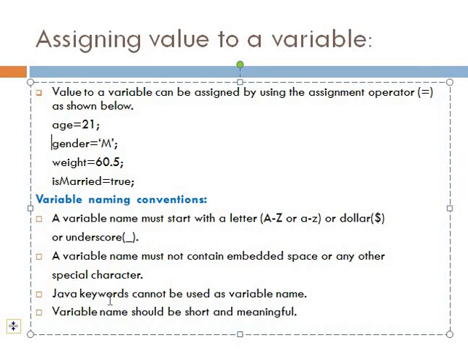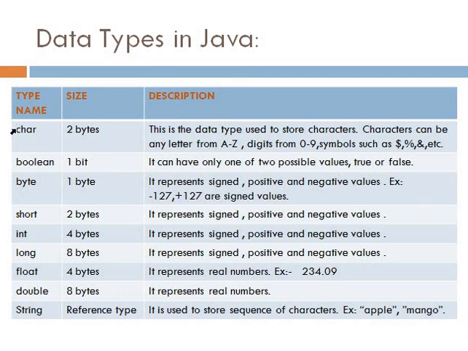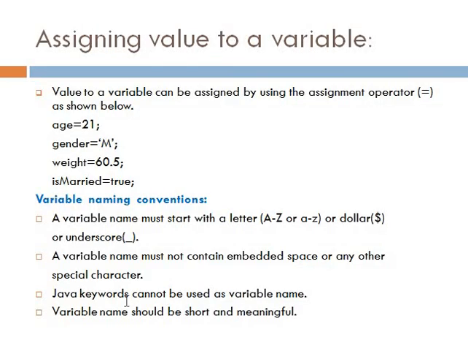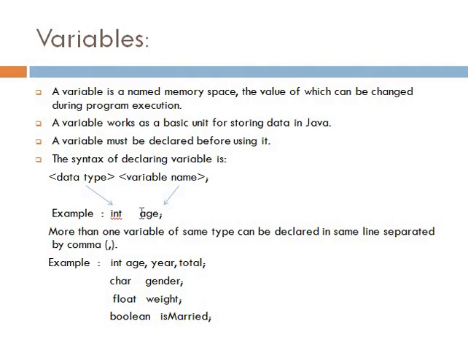Then come below, Java keywords cannot be used as a variable name. Now what are the Java keywords? Okay, the examples of Java keywords are the data types. So these data types are the examples of Java keywords. There can be more keywords as well. So you cannot use Java keywords as a variable name. Example, we have declared a variable called age, okay, whose data type is int. Now here int is a keyword, okay.